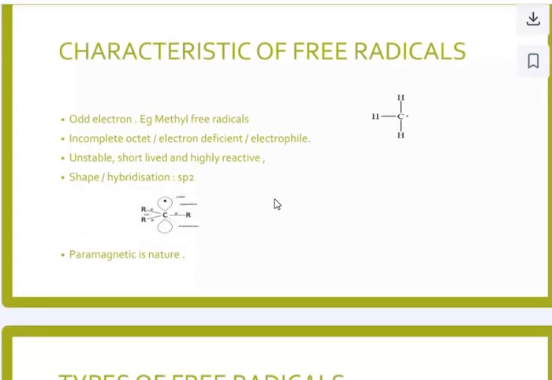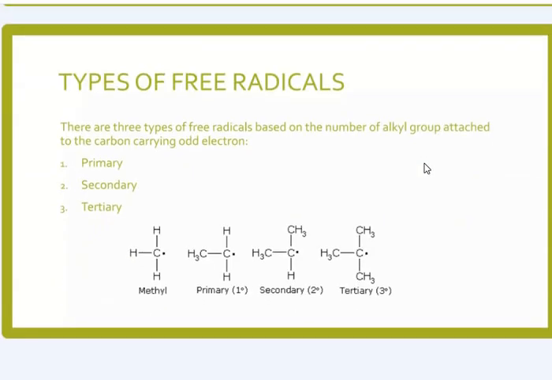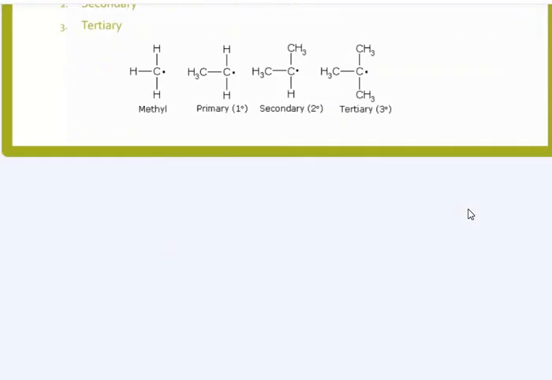Now characteristics of free radicals. You can see here odd electrons, incomplete octet, unstable, short-lived and highly reactive, shape and hybridization sp2, and paramagnetic in nature. Now types of free radicals: 3 degree, 2 degree, 1 degree and methyl. There are 3 types of free radicals based on the number of alkyl groups attached to the carbon carrying the odd electron.